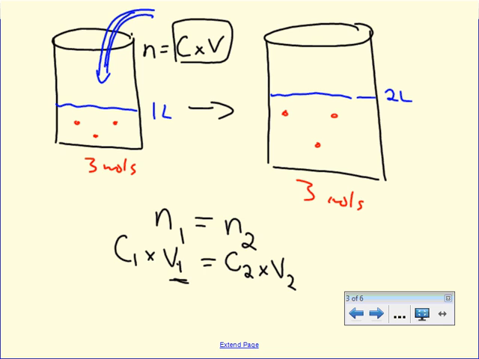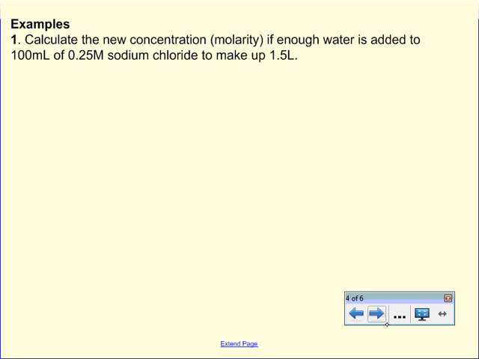So let's take a look at an example. I want to calculate the new concentration, molarity, moles per liter, if enough water is added to 100 milliliters of a 0.25 molar (in this case, molar is a unit, not molar mass) sodium chloride solution to make up 1.5 liters.